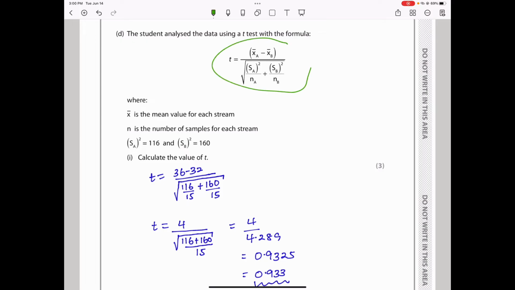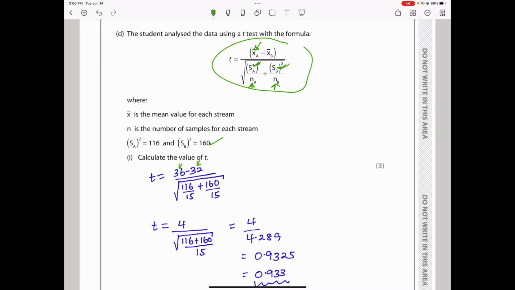This is the formula given. They were really kind, they've told you all the information. So x bar means the value for each stream, and n is the number of samples for each stream. SA squared is 116 and SB squared is 116. This is kind of easy because you're just given all the values. This is given, that is given. The whole thing is given. This one we know it's 15 and that is 15. This value here, of course we know it's going to be the mean value. So we have one is 36 like here, and the other is going to be 32.